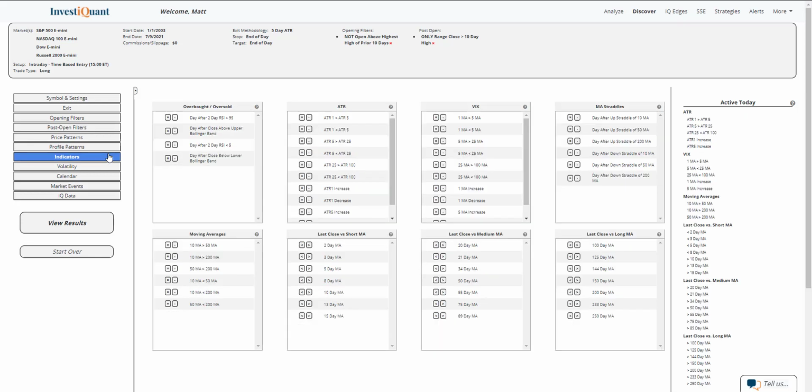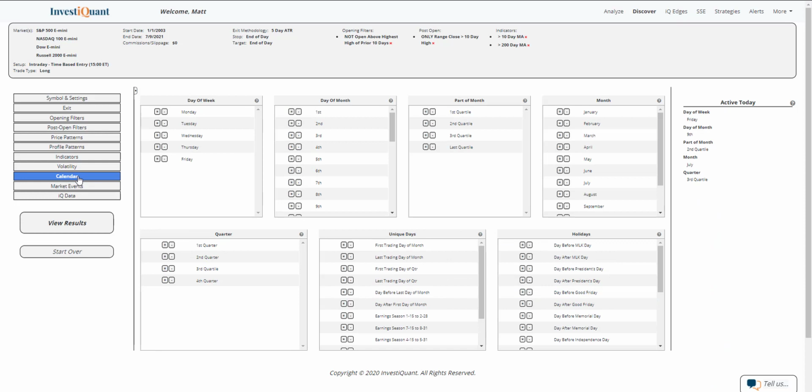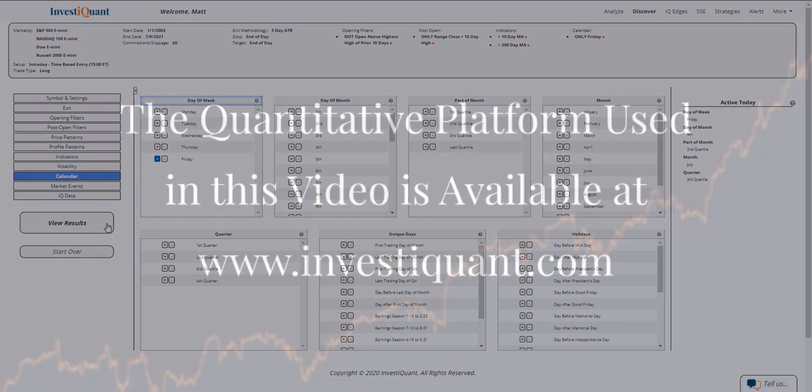Next, I'm going to go into the indicator section, put us above a 10 and 200-day simple moving average. And then lastly, I'm going to say that this is specifically happening to end the week on a Friday. So in the calendar section, I'm going to hit equals next to Friday, and that will conclude the study. Now I can click view results.